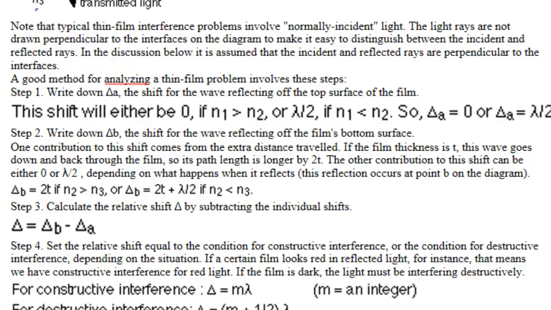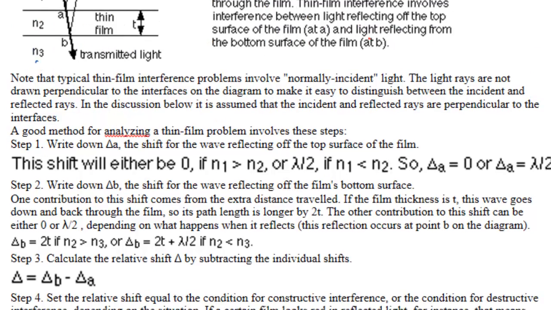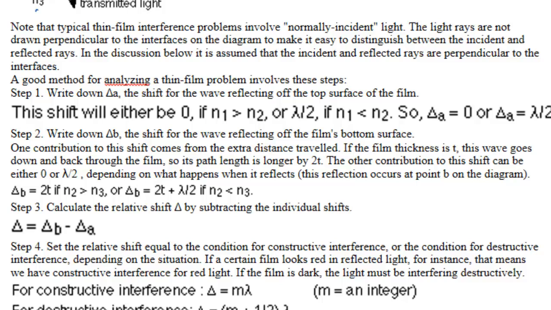And then you need to work out the shift for B, which is the second medium. So this is off the second interface. That's step 2. That's the shift for the wave reflecting off the film's bottom surface. So one contribution to the shifts comes from the extra distance travelled. So if the film thickness is T and the wave goes down and back through the film, its path length is actually longer by 2T because it's got to go down and then back. The other contribution to this shift can also be either 0 or lambda on 2, depending on what happens when it reflects.